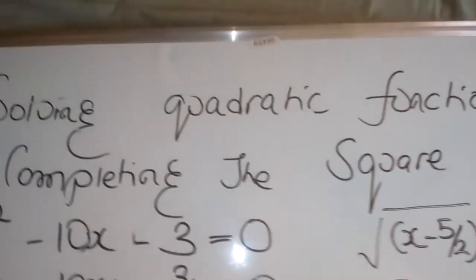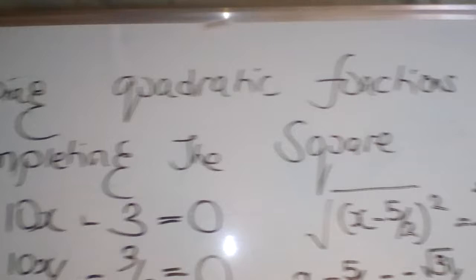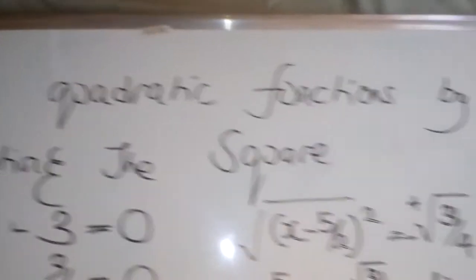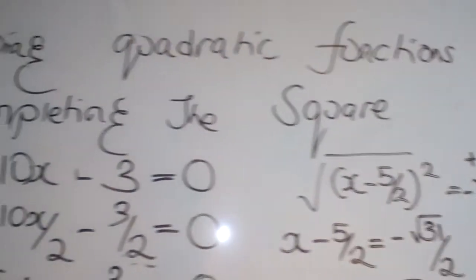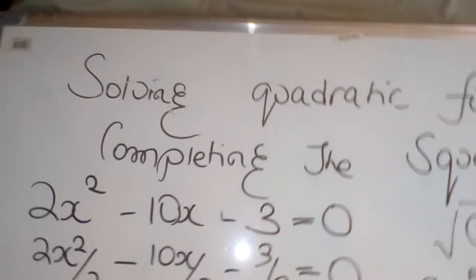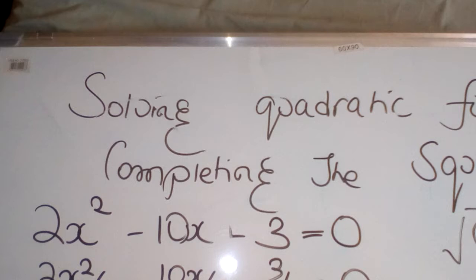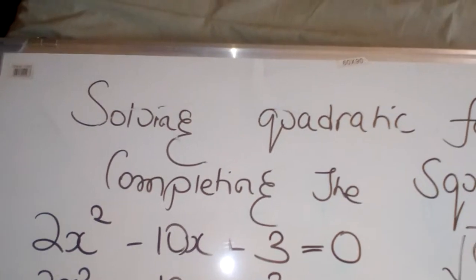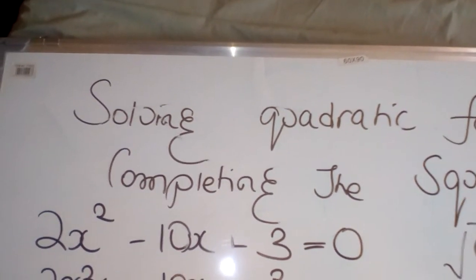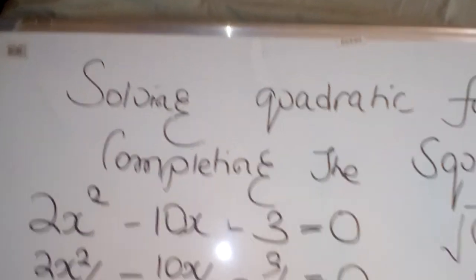I present you now a second example in solving quadratic functions by completing the square. We have the quadratic function 2x squared minus 10x minus 3 equaling 0. And what we do after such a question is presented to us is this.